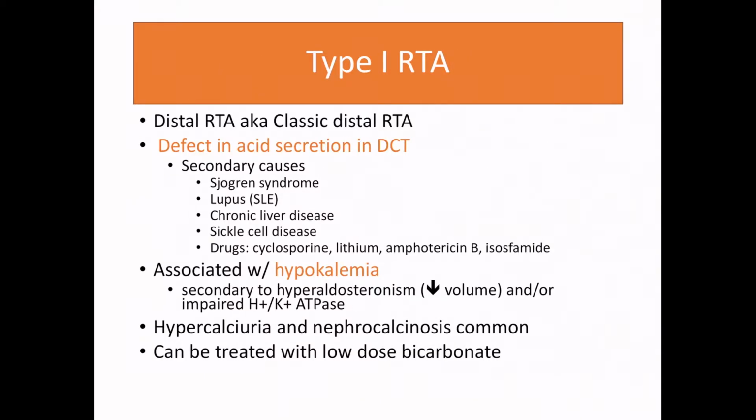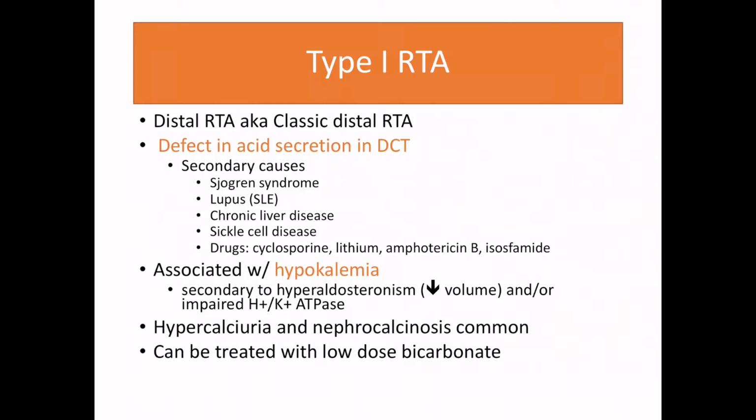Type 1 renal tubular acidosis is also known as distal renal tubular acidosis or classic distal renal tubular acidosis. And this is a defect in acid secretion in the distal convoluted tubule. It can be due to some of these less common disease states such as Sjogren's syndrome, lupus, sickle cell disease, or more commonly with chronic liver disease. There are some drug-associated causes too.